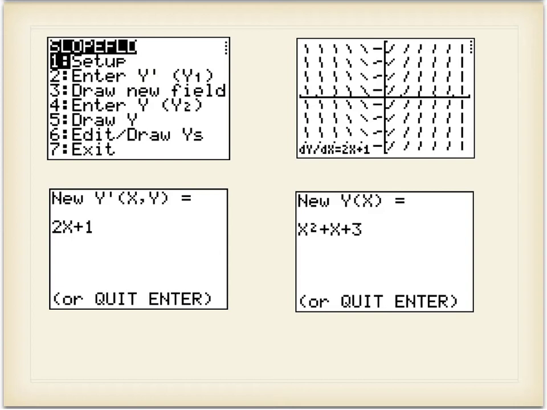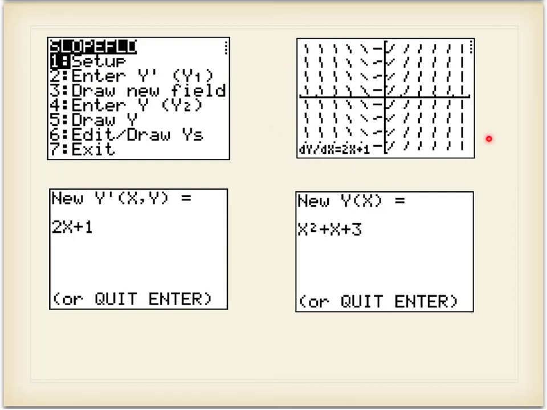I'm going to do the exact same problem I just did. So I put in that 2x plus 1, that was our previous problem. And then I go back to my menu, and select number 3 here, which is to draw a new field. I think in class we had you set this up so we're all pretty consistent here anyway. I believe this is from -5 to 5 as far as the window goes.